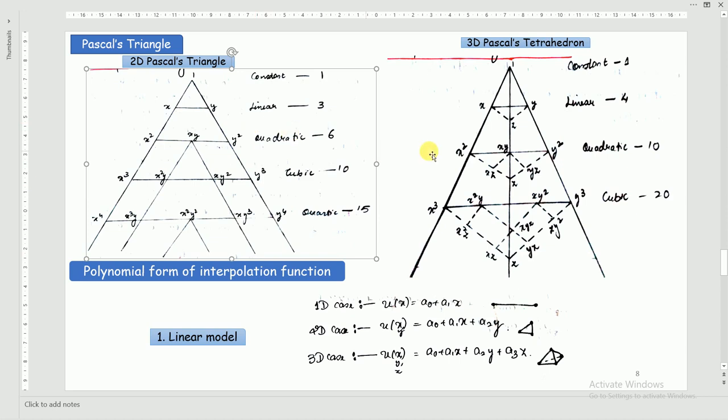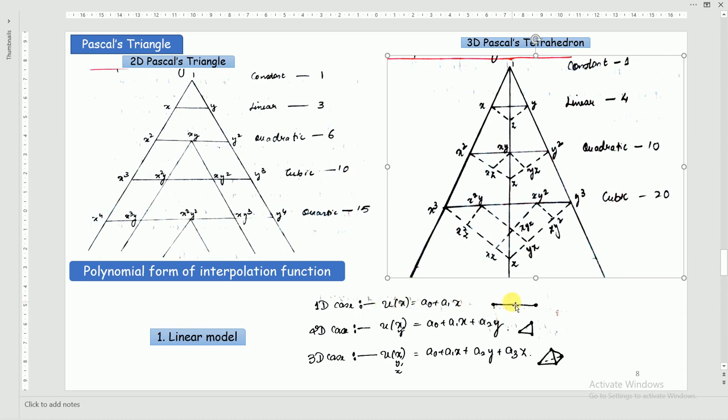If you write this, it will be very easy for you to write the given polynomial function. If you have a 2D equation, so x and y, the order of x and y should be the same. If there is one x term, there should be one y term if you use this equation. There could not be one x term and two y terms. That's why you use these triangles in order to write the polynomial equations for a given element.